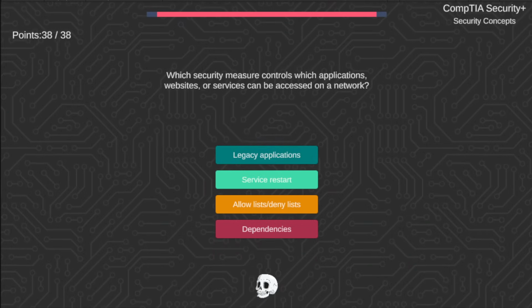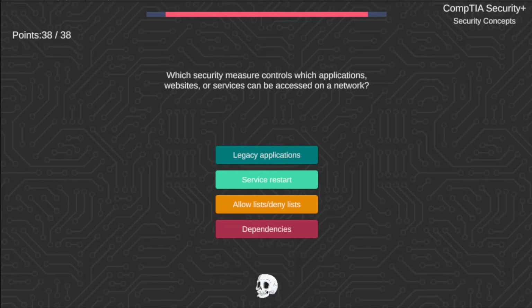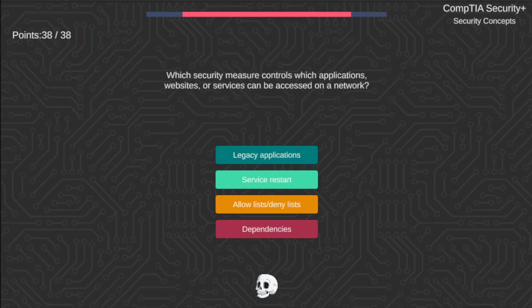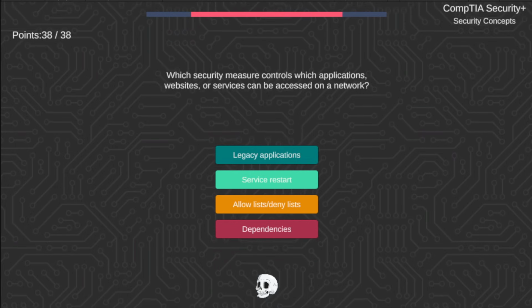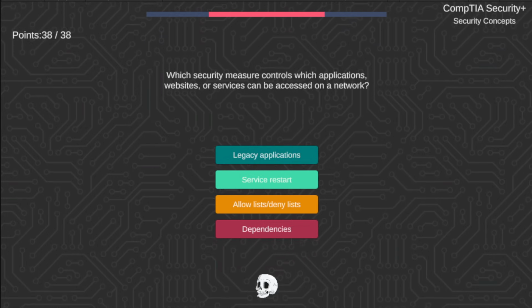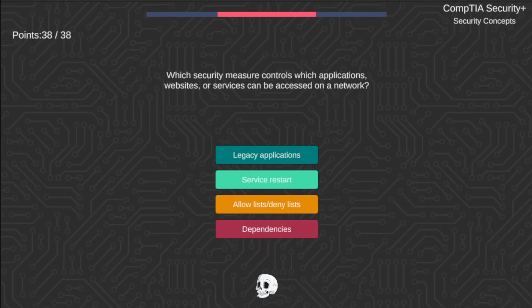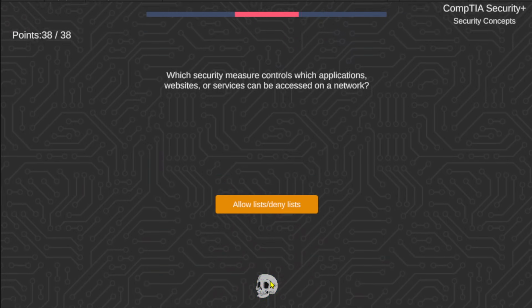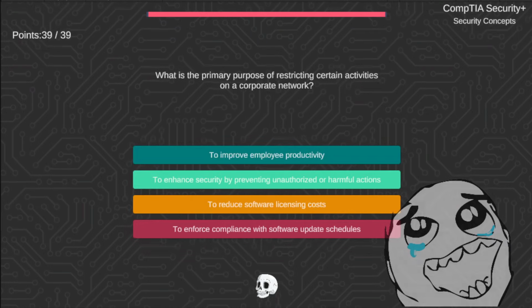Step-by-step guidance on performing security-related tasks consistently is standard operating procedure. Which security measure controls which applications, websites, or services can be accessed on a network? Legacy applications, service restart, allow lists or deny lists, or dependencies? Correct answer is allow lists and deny lists.